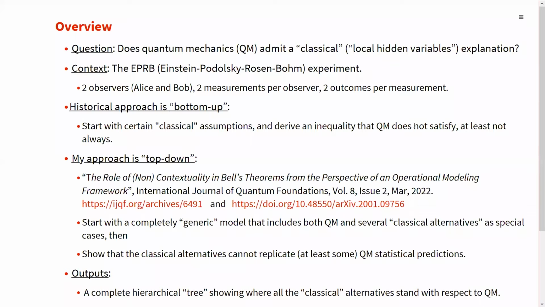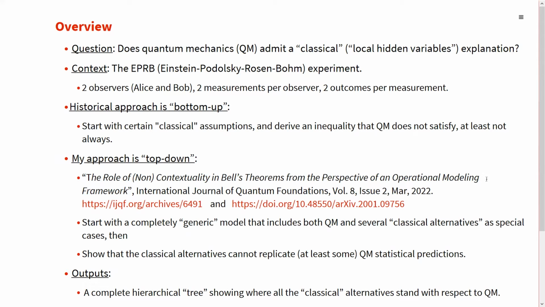The historical approach is typically bottom up. You start with classical assumptions, derive an inequality. That's what Bell did, and lots of other people have done. My approach is not terribly different, but I think it's more intuitive, at least to me. I call it a top-down approach.